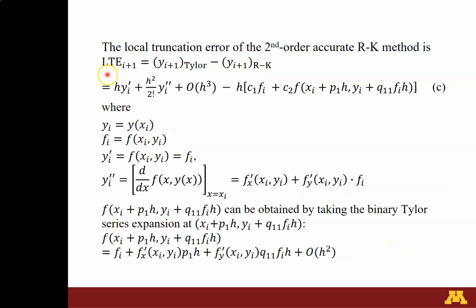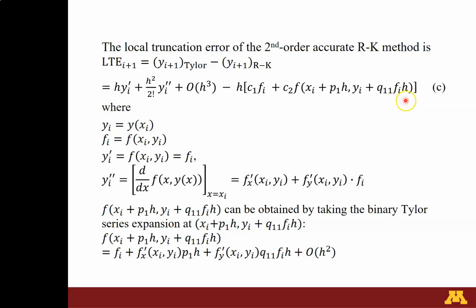Then we can determine the local truncation error here. That is the y i plus 1 of the Taylor series minus y i plus 1 of the RK methods. So simply, then we get this, from the previous slide. Then we have all this, right? y1 and first order derivative term, second order here. This is the second order.